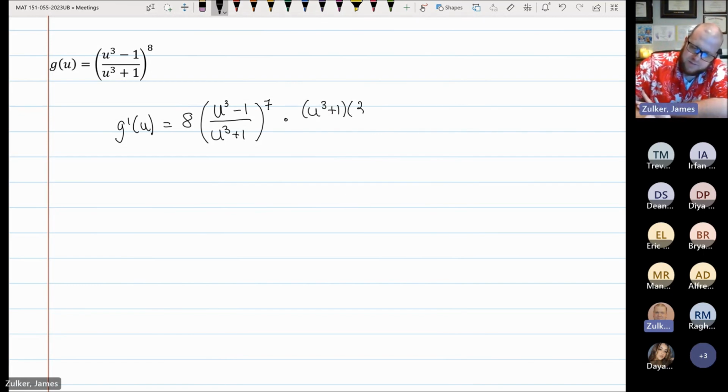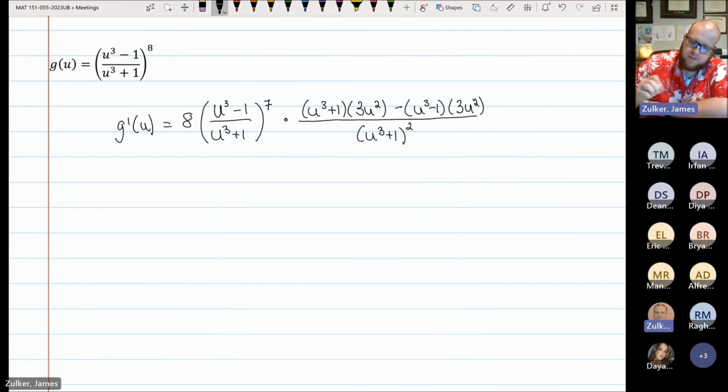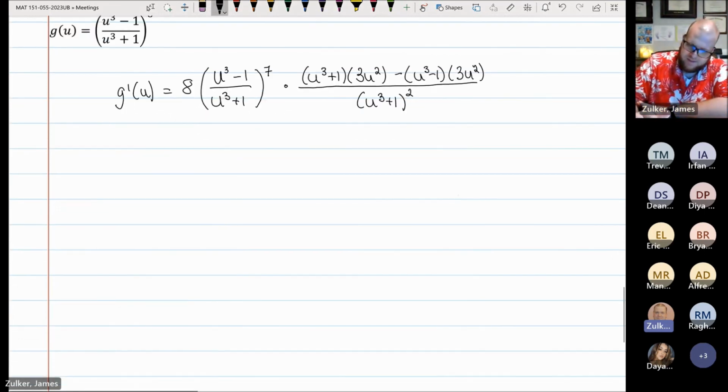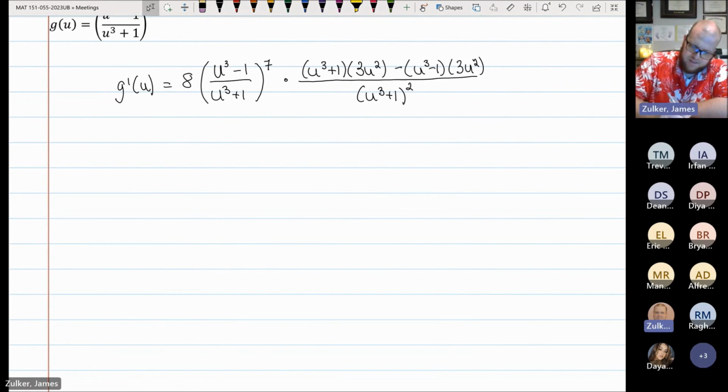Denominator times the derivative of the numerator minus the numerator times the derivative of the denominator all over the denominator squared. Now keep in mind, this is all multiplication. We can factor out a 3u squared, multiply it by that 8.